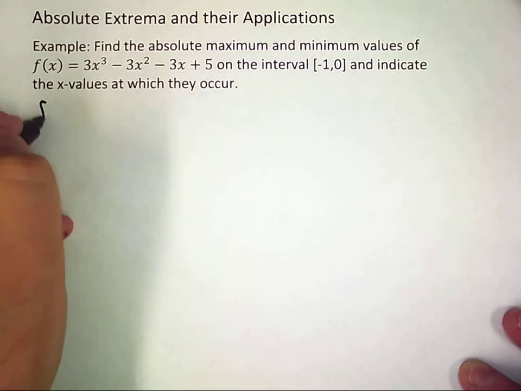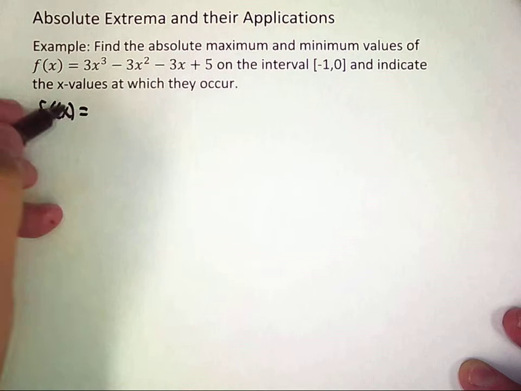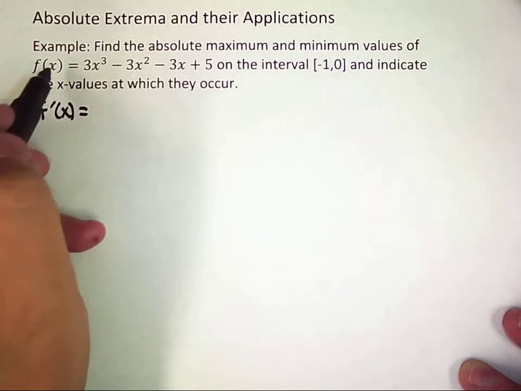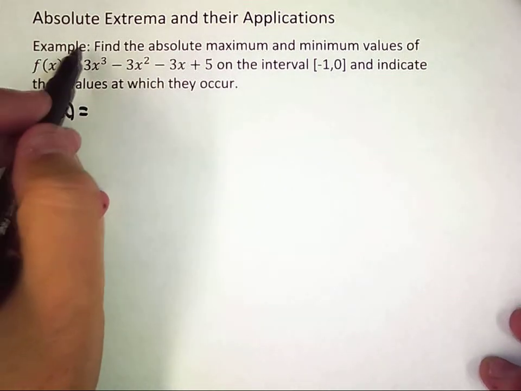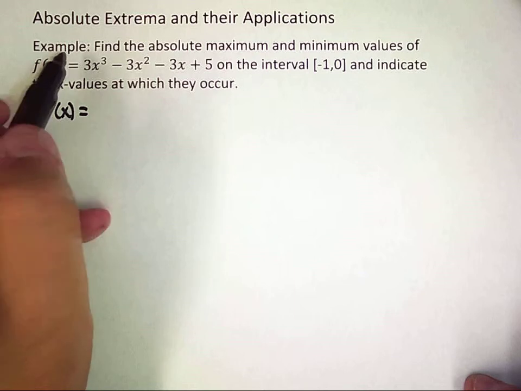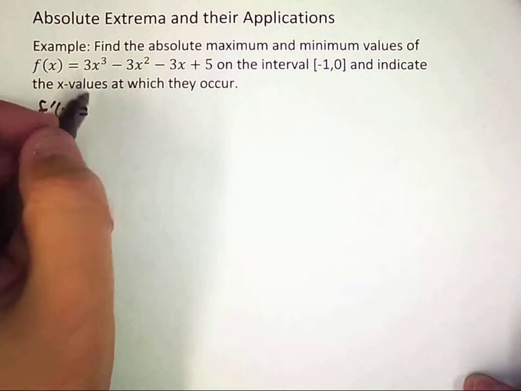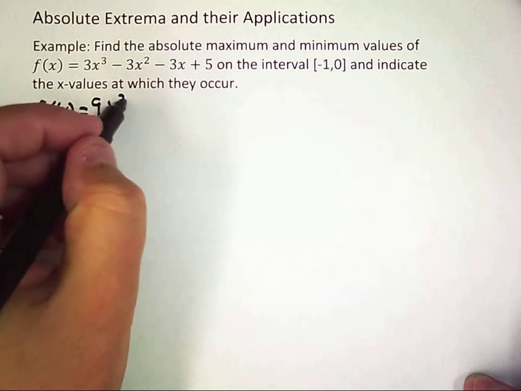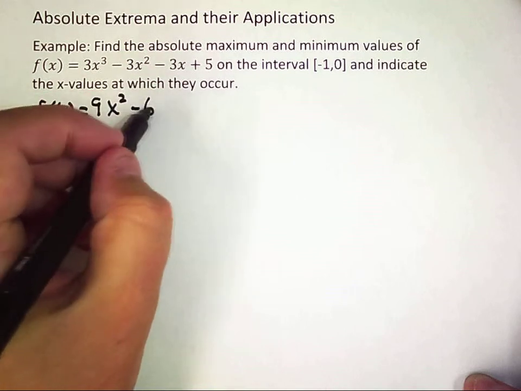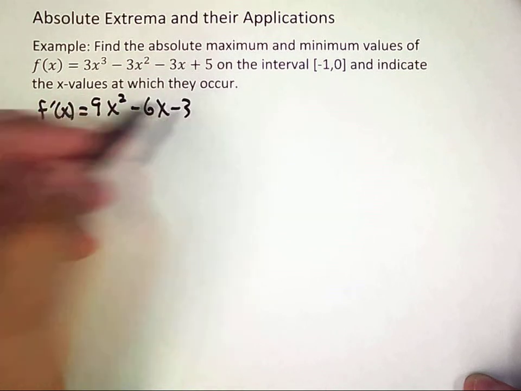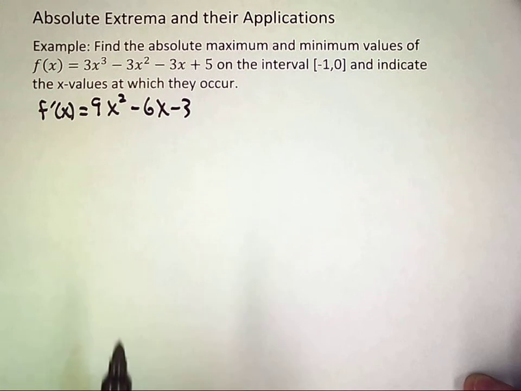Now, just remember that finding absolute extrema involves also finding relative extrema, because the relative extrema are places where the absolute extrema may occur. So I want to go back to how I find relative extrema, and that involves taking the derivative. So 3 times 3 is 9, x squared minus 2 times 3 is 6x minus 3 is the derivative. Why do I need the derivative? Because the derivative tells me the slope of the tangent line.